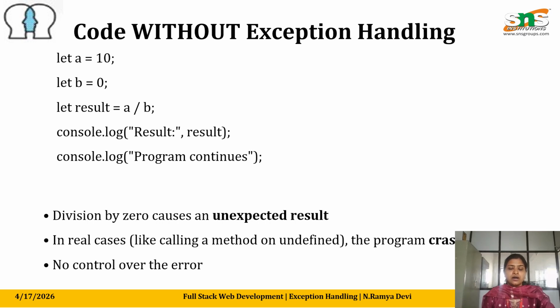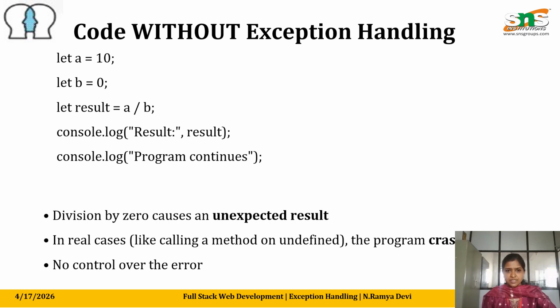Here we have two variables called a and b, in which a has been assigned the value 10 and b has been assigned the value 0. So when we try to divide a number by 0, it will throw an error. It causes a division by 0 error.